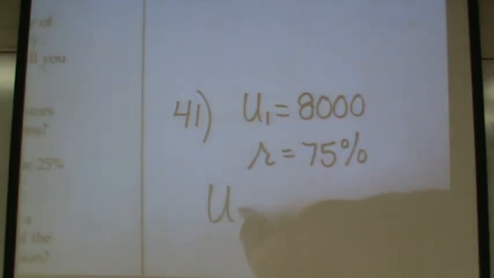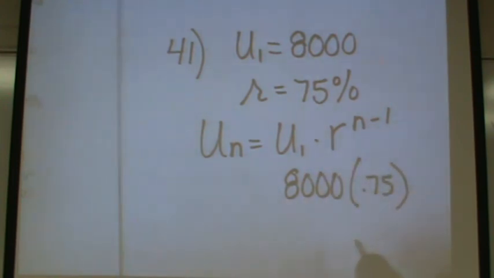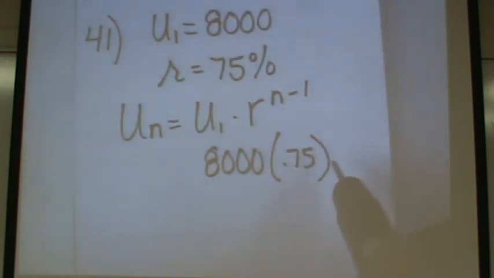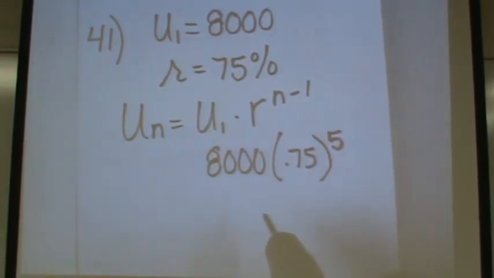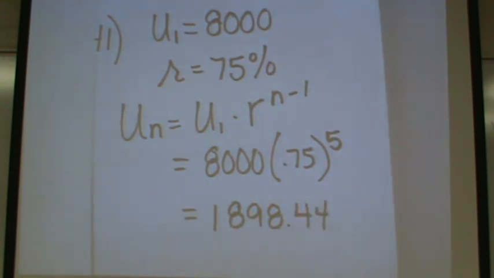So your formula looks like this. U sub n is the first term times the r value to the n minus 1. So you do 8,000 times 0.75, and we want to know what is it worth after 5 years, so it'd be 5 minus 1. Actually, it would be 6 minus 1, so 5 would be your power. And you're going to do this math, and you're going to get for an answer $1,898.44. We are done.